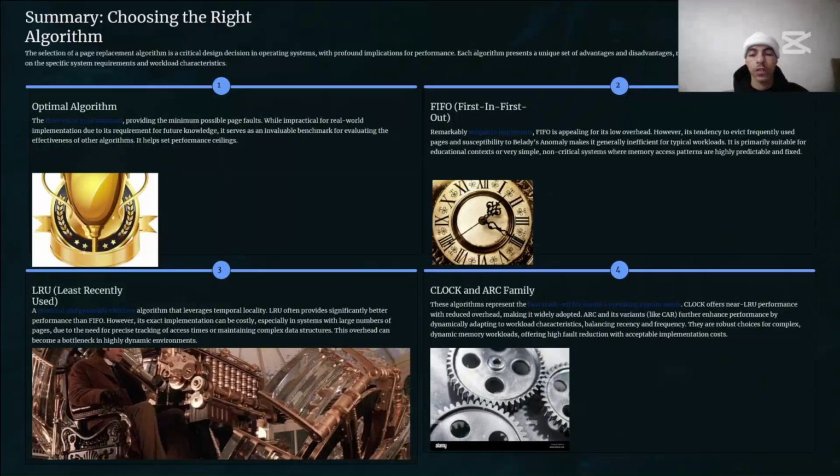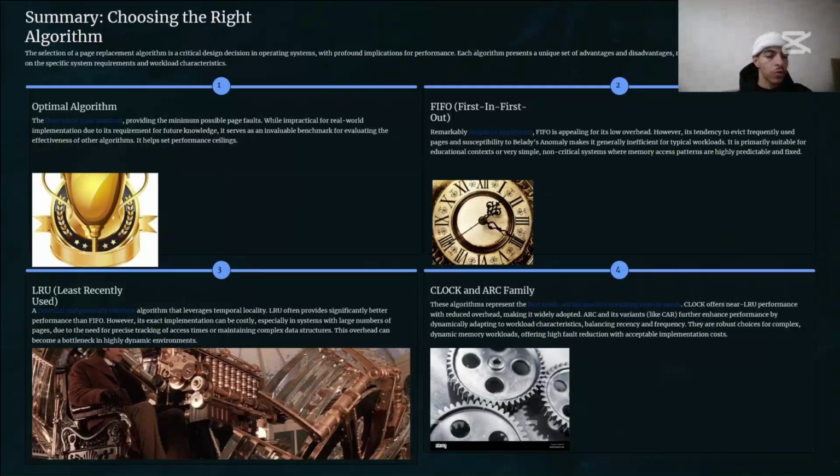Number two, we have first in, first out. Remarkably simple to implement, first in, first out is appealing for its low overhead. However, its tendency to evict frequently used pages and susceptibility to Belady's anomaly makes it generally inefficient for typical workloads. It's primarily suitable for educational contexts or very simple, non-critical systems in which memory access patterns are highly predictable.